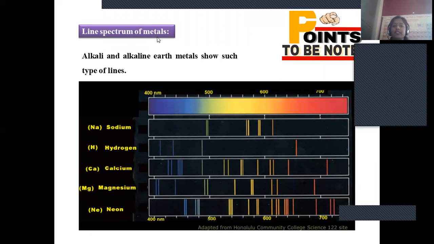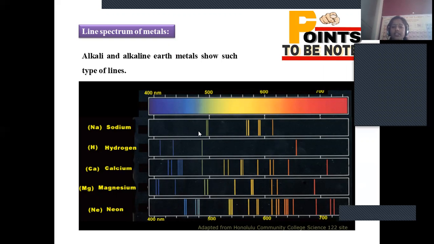So, line spectrum of metals. This is the point of consideration. Alkali and alkaline earth metals have a tendency to lose electrons. Alkali metals are mono-electron donors. Alkaline earth metals are bi-electron donors. So they exhibit such distinct line spectra in these wavelength regions.